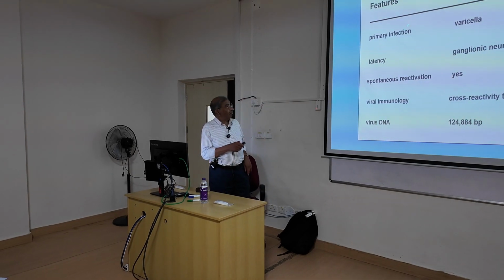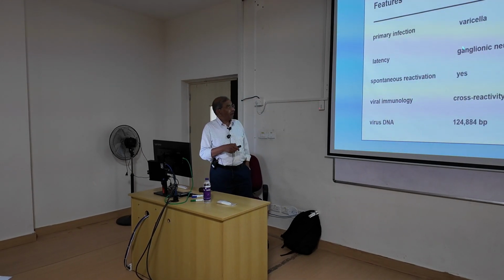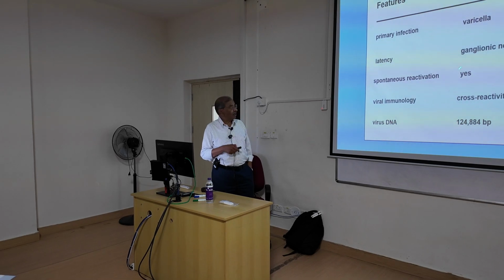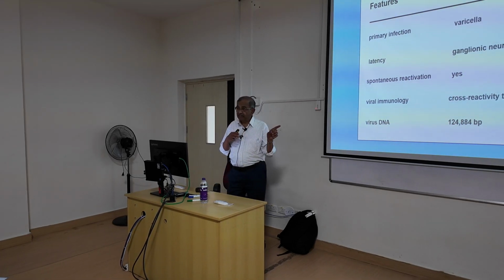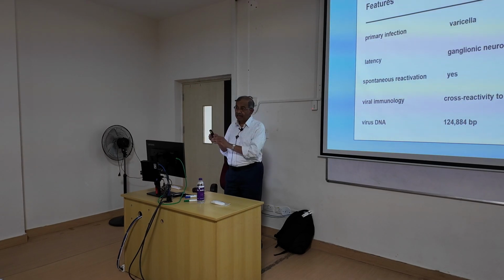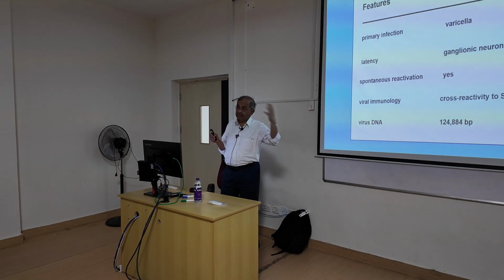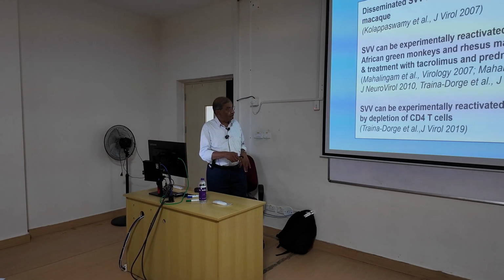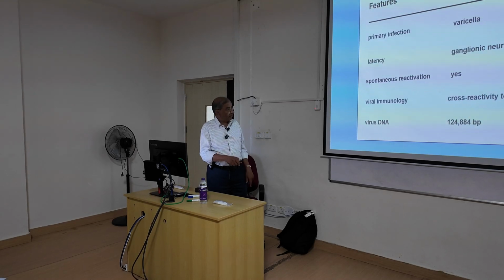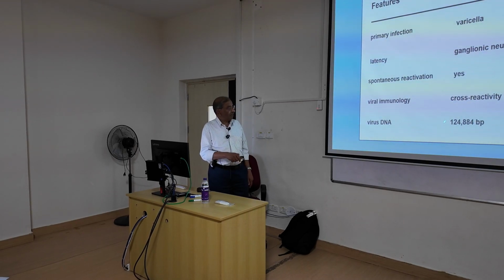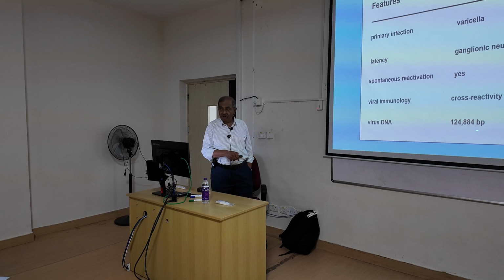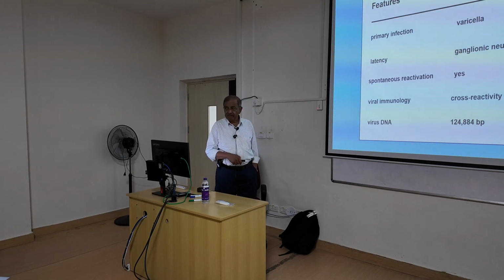So overall, both cause chickenpox, both become latent in neurons, both spontaneously reactivate, and they can cross-react. The genomes are very similar. You can use one antibody to cross with another. And when we sequenced, we found that the size, this was sequenced by Davison in Scotland, and this was sequenced by our group, are very similar in size.